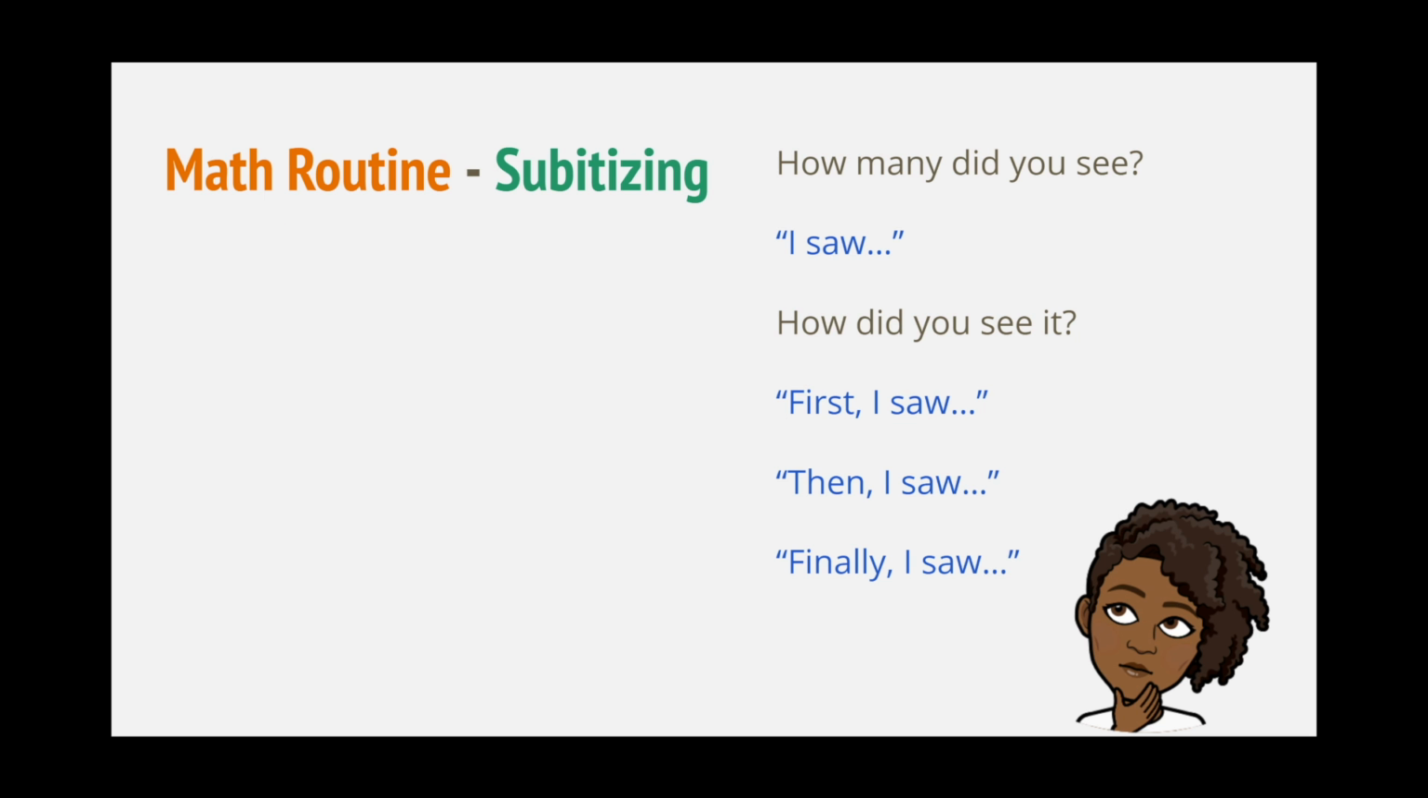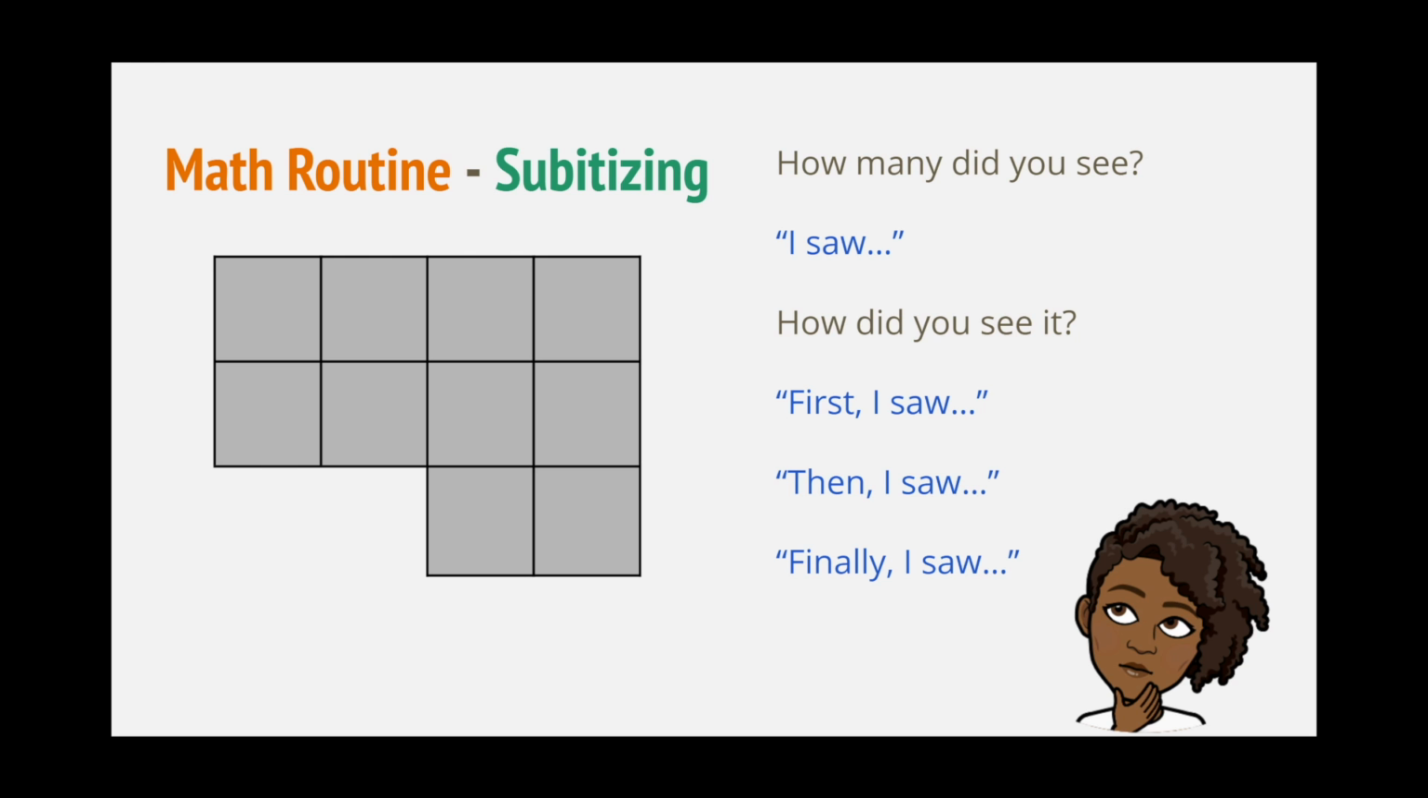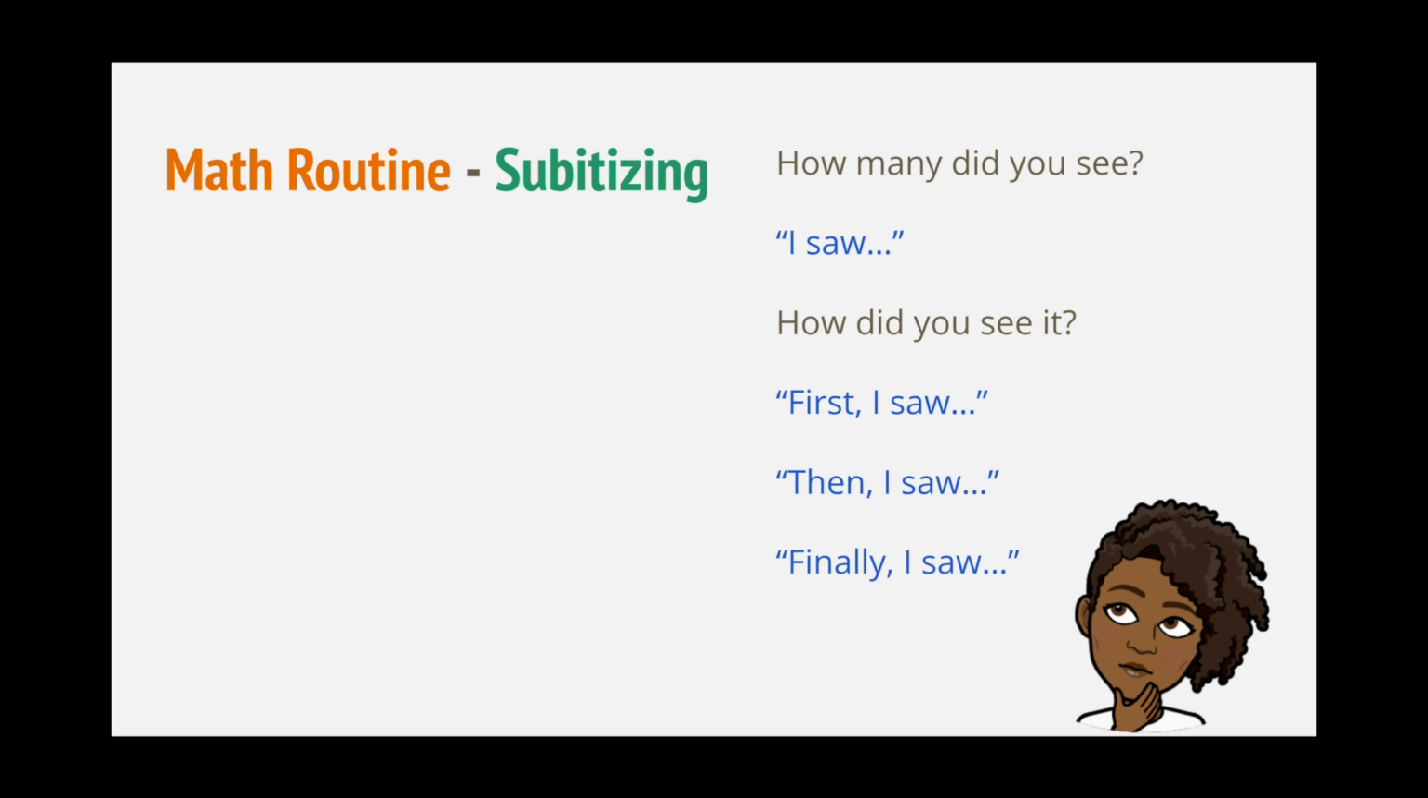So we're going to do a math routine today called Subitizing. That means a picture is going to show up, and you're going to think, how many squares did I see? And then you're going to think, how did I see it, to figure out that number or figure out the answer. You're going to have 3 seconds to look at it and then think, how many did you see? How did you see it? All right, how many did you see? How did you see it?